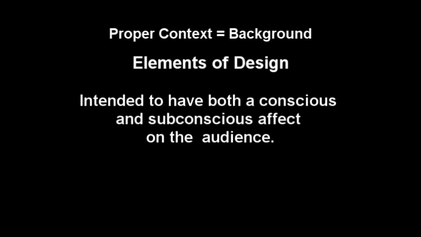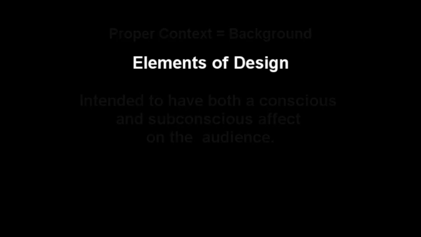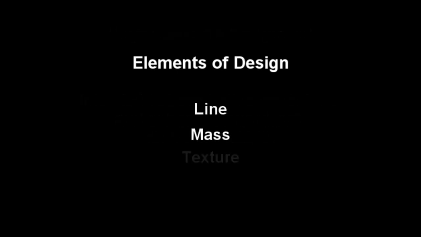In order to do this, we will consider the 5 elements of design. These elements relate to the effect that a visual arrangement and orientation have on an audience member. The elements of design are abstract notions that are applied by the designer to have both a conscious and subconscious effect on the audience. The 5 elements of design that we will consider are line, mass, texture, ornament, and color. The way a designer selects and organizes these elements determines, in large part, the context of a play production.